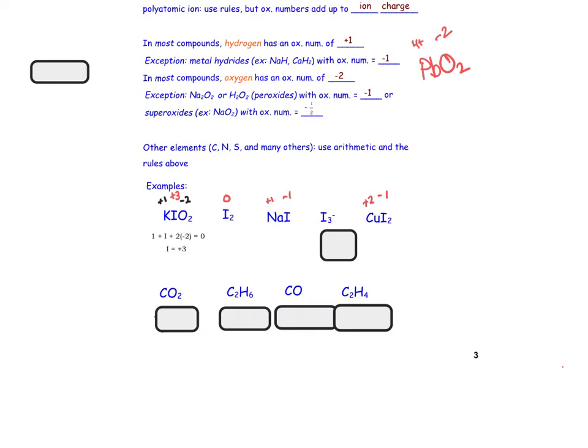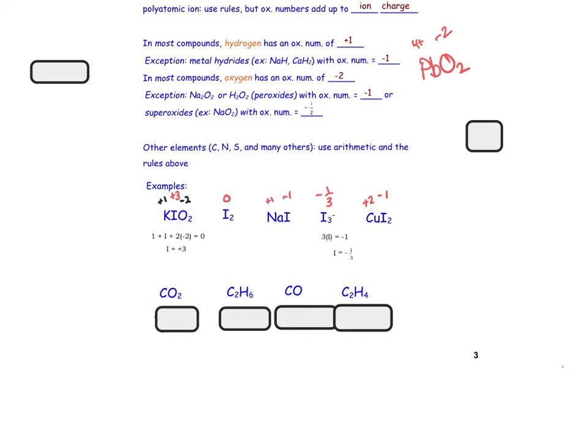I3 minus is a slightly weird one. There are 3 iodine atoms, and there's a total charge of -1, meaning the oxidation number is -1/3. As I said, kind of weird. So let's take a look at the carbons. Here I have 4 different submolecules. Each of them contain carbon, and let's take a look at their oxidation numbers.